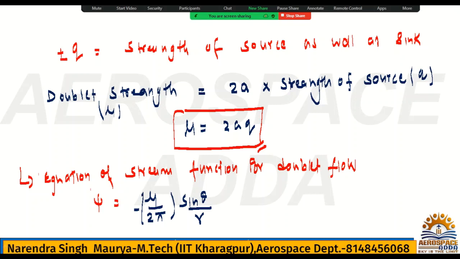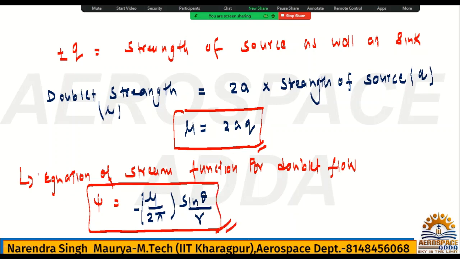But this formula is very special because from the doublet they are asking problems. Okay, so like you have seen for the source, sink, the uniform flow, in fact for the vortex flow also, I have derived the stream function and potential function. But for the doublet I'm not going to derive because it's lengthy and the derivation is not important at all.